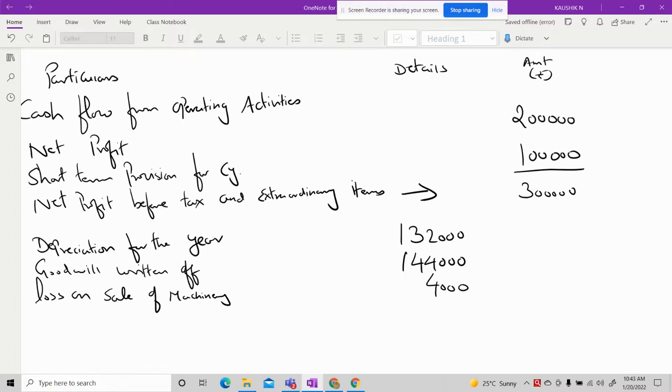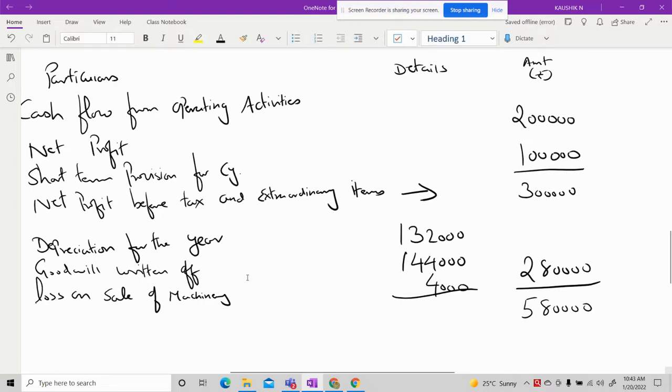One will be your interest income, and other will be profit on sale of your fixed assets or investment. Since we don't have any profits and we don't have any interest income, we can just close this by here. So when you add all these values, 1,32,000 plus 4,000 plus 1,44,000, that comes to an amount of rupees 2,80,000. When you add this 3 lakh and 2,80,000, this will give you a net amount of rupees 5,80,000. Any doubt up to this stage to anyone?